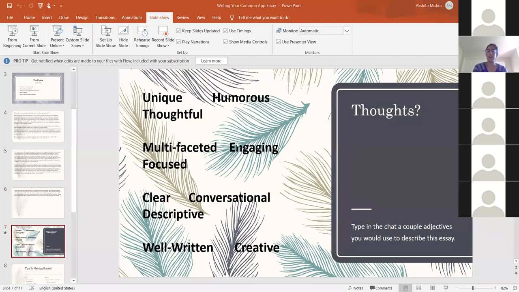Unique, humorous, thoughtful, multifaceted, engaging, focused, clear, conversational, descriptive, well-written, and creative. What you see with this essay, I guess what I was trying to really show, because I picked this one out of like 15 to 20 that I did read that were all really wonderful essays, is that it took something not super related and fun and lighthearted, and it managed to bring all of these different aspects of this writer together and sort of convey who they are as a person.